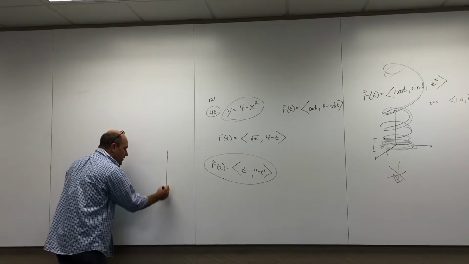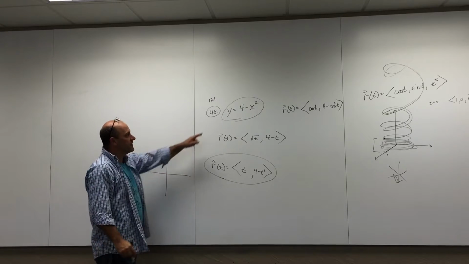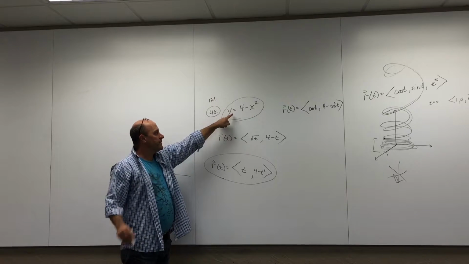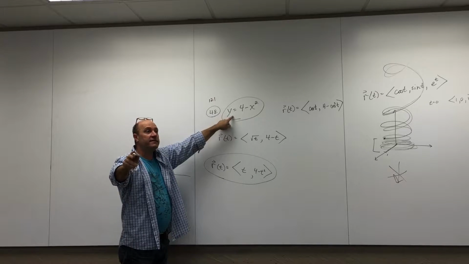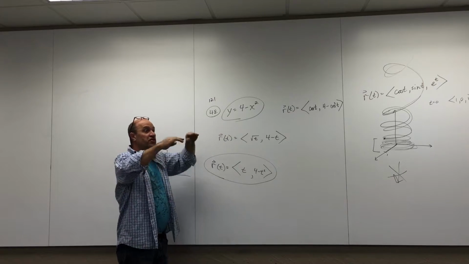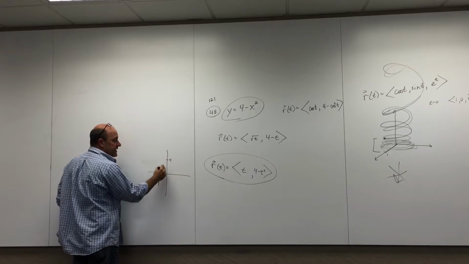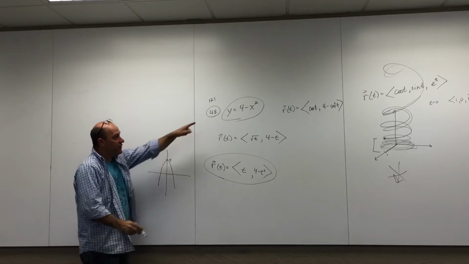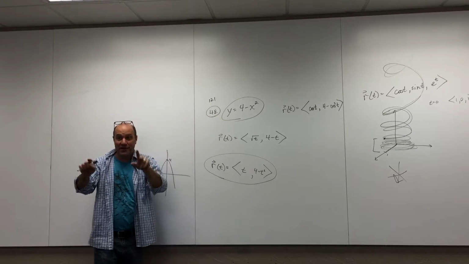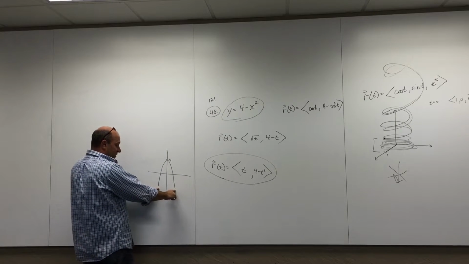Do you know what this looks like? Do you know what this is? Can you tell me what this is? Upside down parabola. Upside down parabola, pushed up 4. Yeah. Upside down parabola, pushed up 4, here it is. He's exactly right. Now if I drew him, I would put little arrows on the ends.